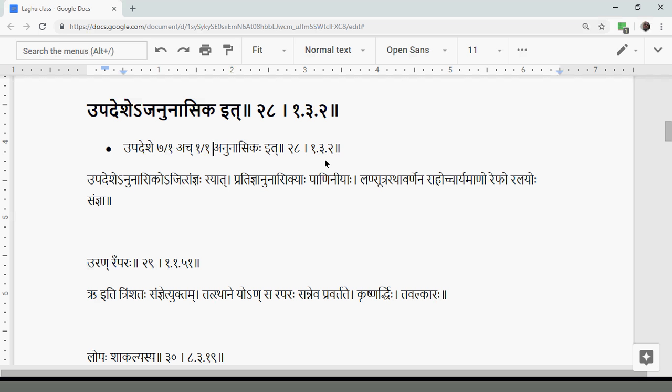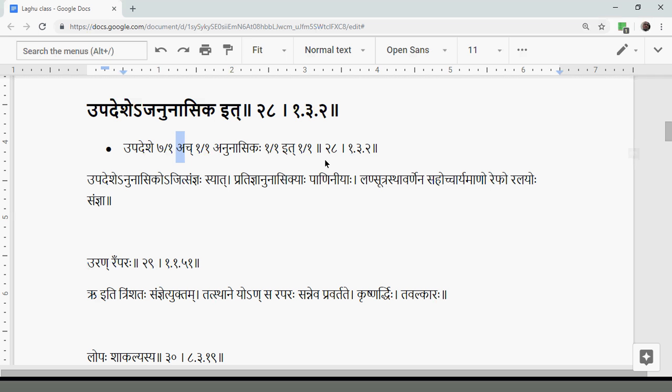Upadeshe is saptami, ach prathama, anunasika prathama, it prathama, it is the sanjna sutra. It is the sanjna introduced. What is that? An anunasika ach in an upadesha. Upadesha is what? The first utterance, upadesha. Whatever is pronounced or created first by the Vedanta, Sanskrit acharyas, vyakarana acharyas, for us the Munitraya. By the Munitraya, whatever work is created, they are called upadeshas.